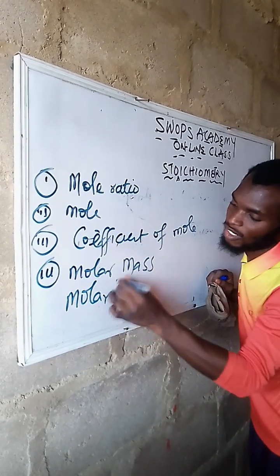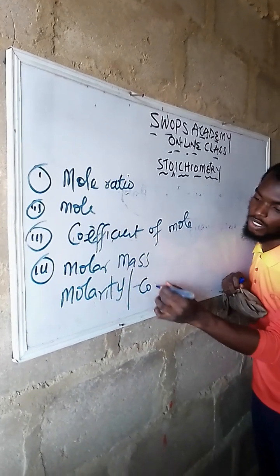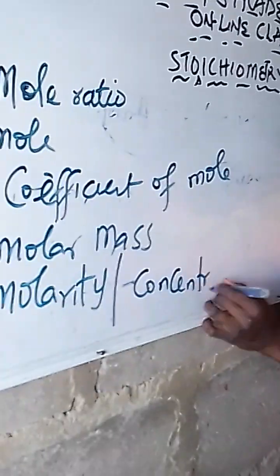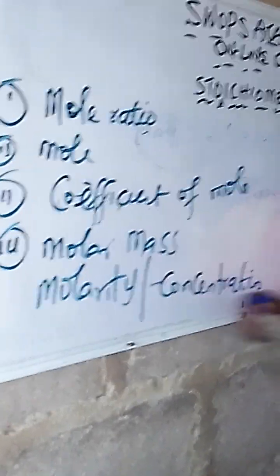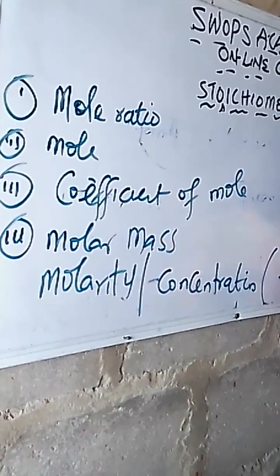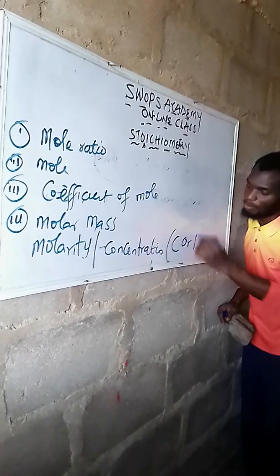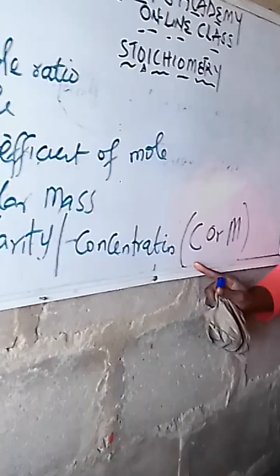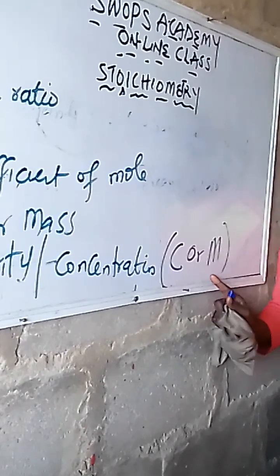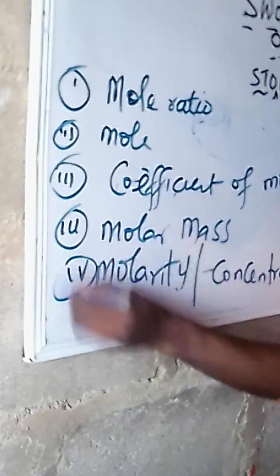Molarity. I will tell you all these things. Another name for molarity, we can call it what? Concentration. As a science student, if they ask you another name for molarity, it is called concentration. And it is denoted as C, or capital M. In some textbooks you see it as C, in some you see it as M. We call it molarity. We are going to be seeing something on this.